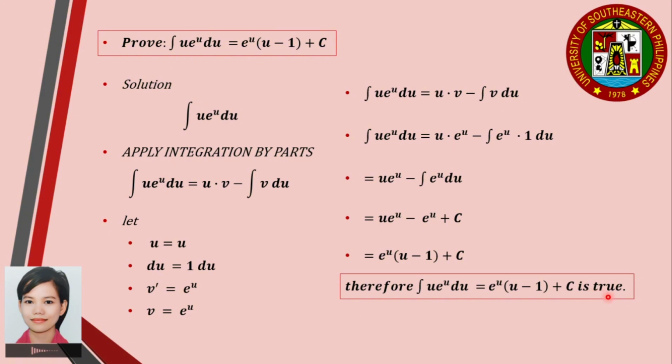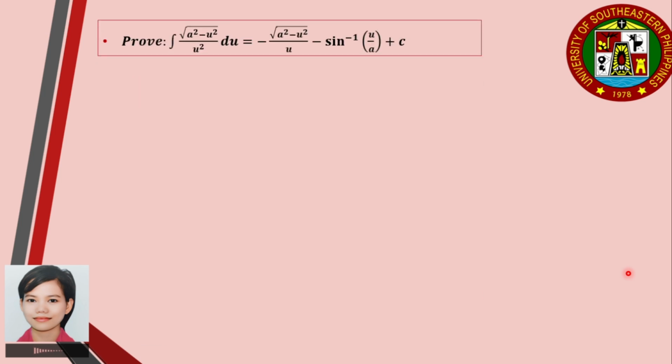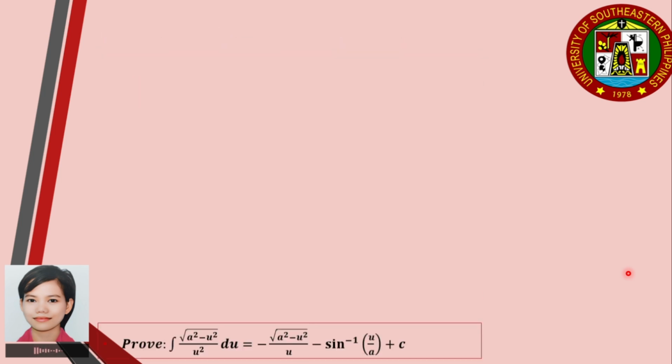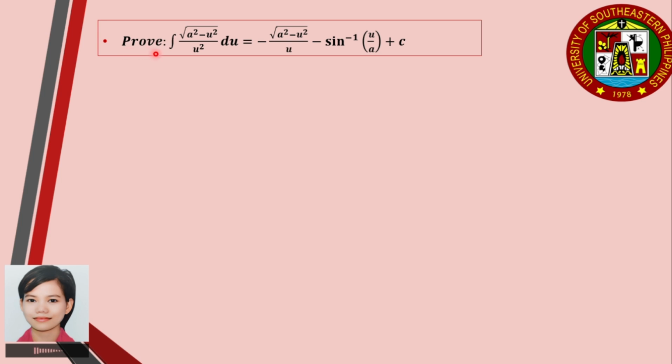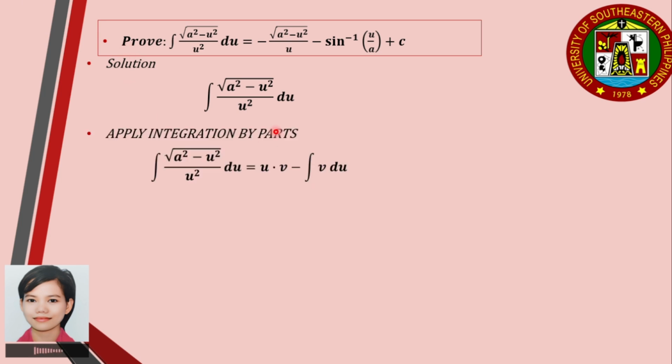So for the next one, this one is much more complex compared to the first one. So we're going to prove that the integral of the square root of a squared minus u squared all over u squared du equals negative square root a squared minus u squared all over u minus the arc sine of the quantity u over a plus c. So in order to prove this one, what we're going to do again is to solve the integral.